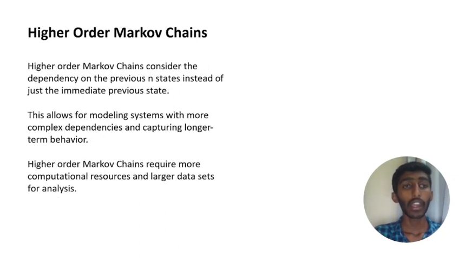Let's see what are the higher order Markov chains. Higher order Markov chains consider the dependency on the previous n states instead of just the immediate previous state. These allow for modeling systems with more complex dependencies and capturing longer term behavior. Higher order Markov chains require more computational resources and larger data sets for analysis.